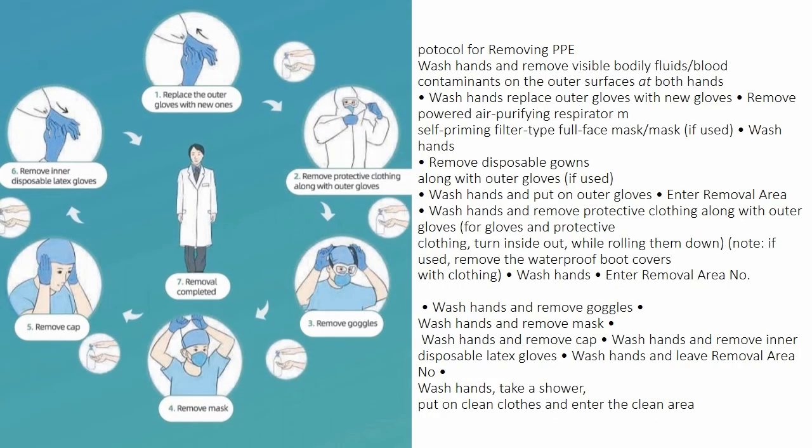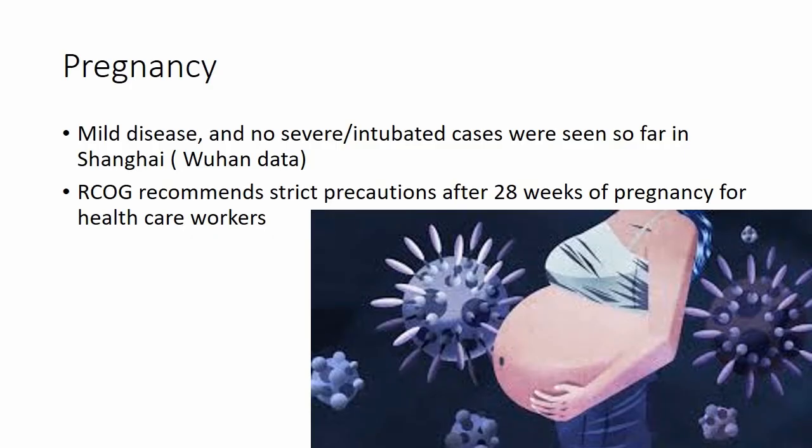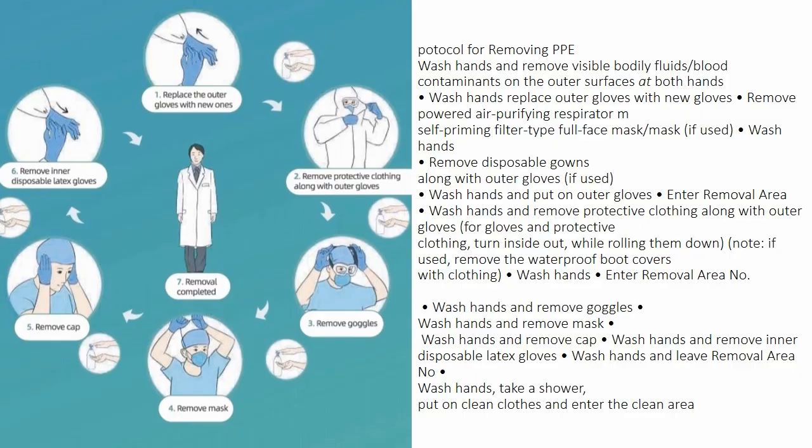You have to follow these steps to remove your personal protection equipment. Replace the outer gloves with new ones and you have to wash your hands. Then remove protective clothing along with outer gloves. Then you have to remove your goggles followed by your mask. Then again you have to wash your hands. Then remove your cap. Finally, you can remove your inner disposable latex gloves. So during each and every step you have to wash your hands according to guidelines.